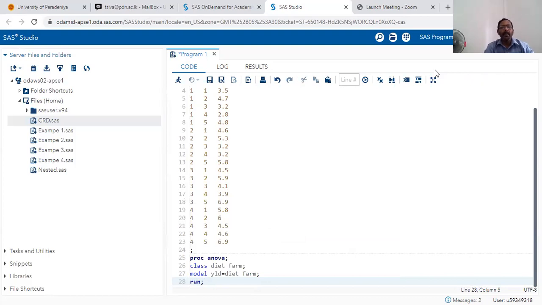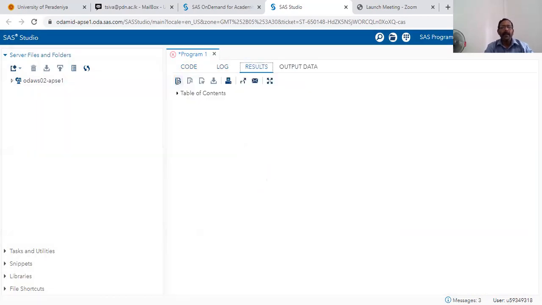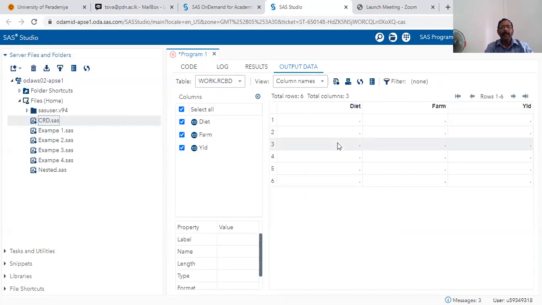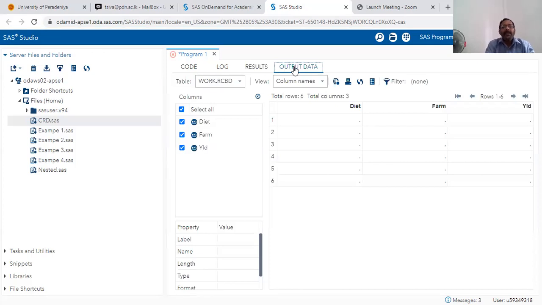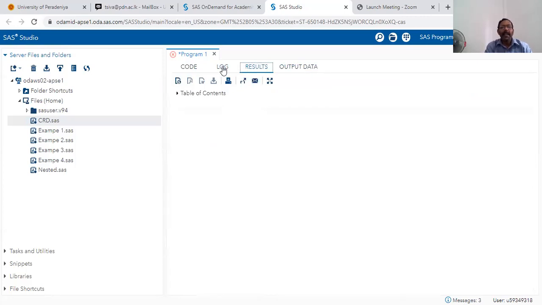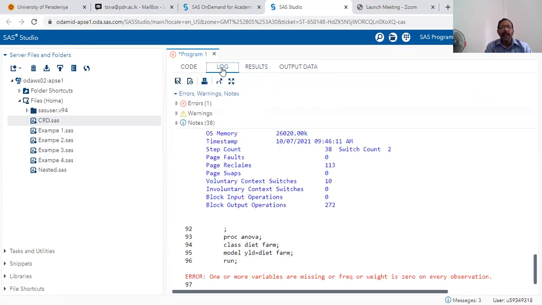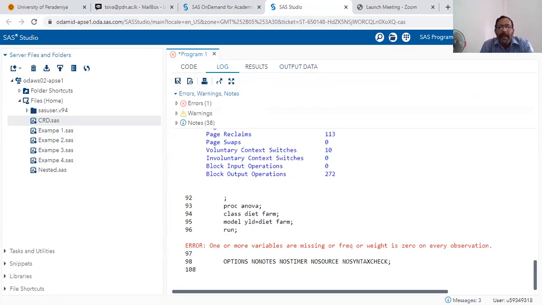So that's all. You run the program and see the results. Now you can cross-check what is wrong with that. Do you get the results? There's a problem. Can you guess what the problem is? I went to the log window and it says: Error, one or more variables are missing, or frequency or weight is 0 on every observation. Something is wrong with the data.